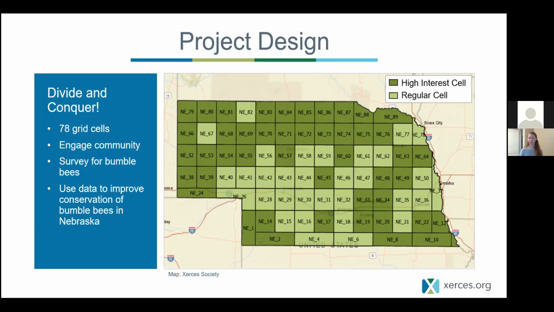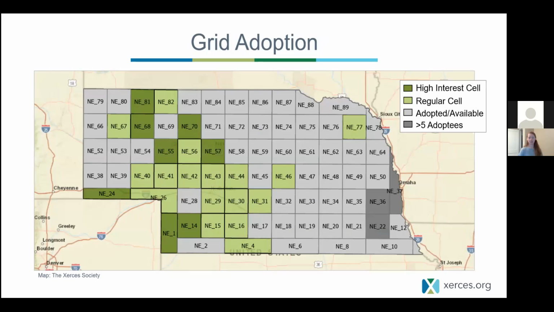So after we split up the state into grid cells, that's when we engage the community, teach them how to go out and do surveys, ask them to report back what they find. And then this basically builds up a huge baseline data set for us to gain a better understanding of the bees in Nebraska. And so this is a map from about May or June this year.